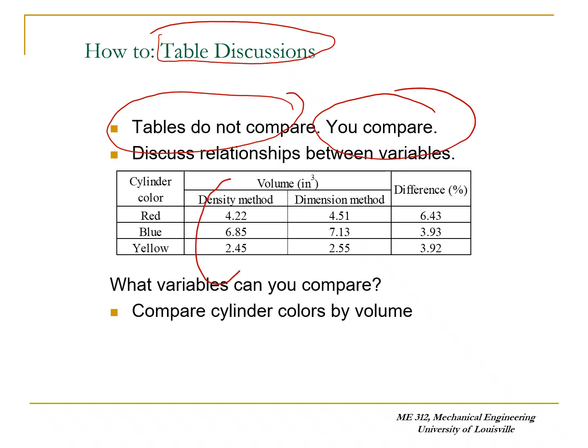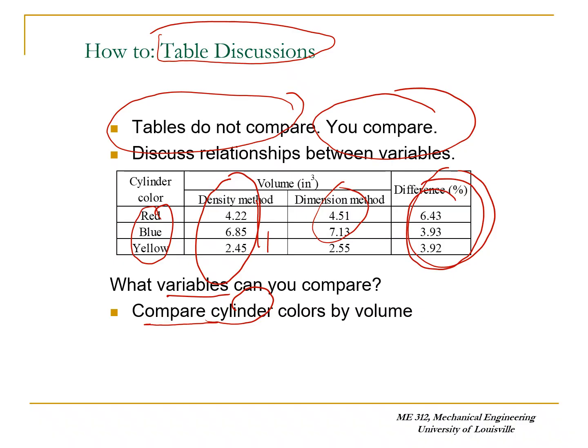Okay, so whenever you have this kind of table or plot, you should always do the discussion. You compare, for instance, here you can compare cylinder color by volume. So you have cylinder color by volume, how much the difference is. So that's the way to do it. And also you can find the percentage differences and try to compare it. So it holds true not only for the plots, you could do the same thing for table as well.